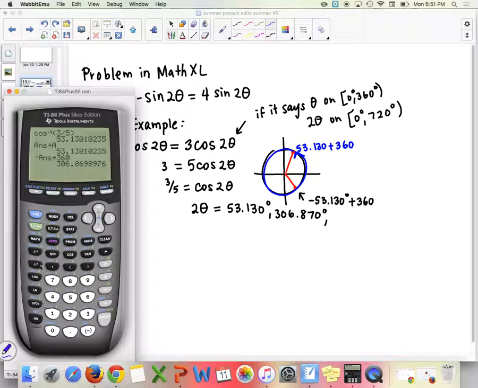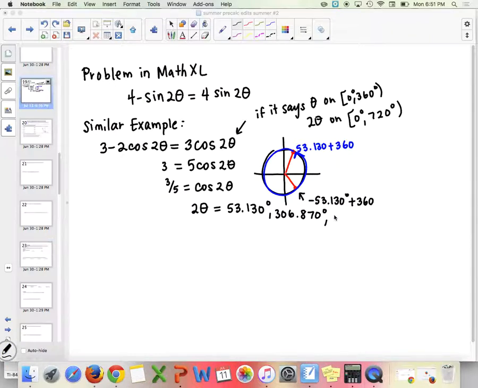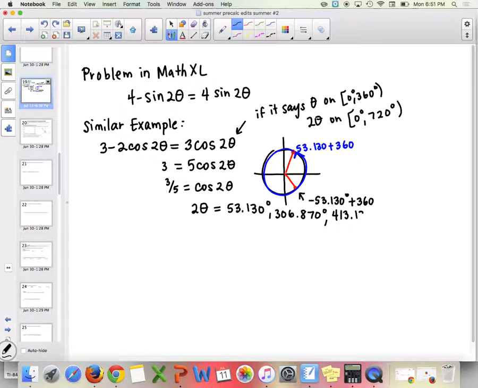You don't have to do that. A lot of you guys have calculators where you can go back and grab it. So I have my A, the 53, and I add it to 360, which most of you can probably do in your head: 413.130. That's our next answer. Then we need that fourth answer, which is this 306.870, and we add 360 to it as well. When we do that, we get 666.870 degrees. So I have 4 solutions.